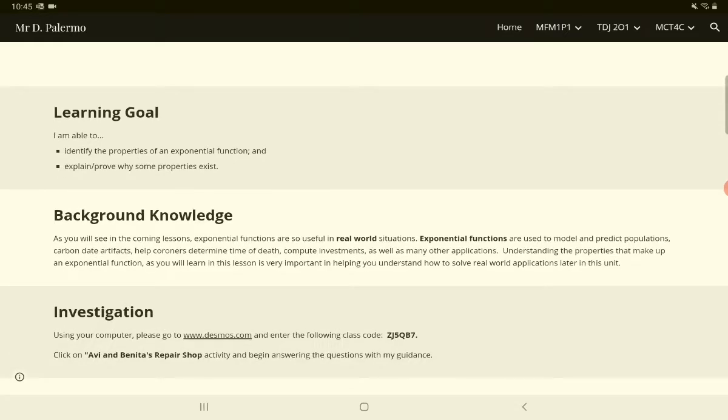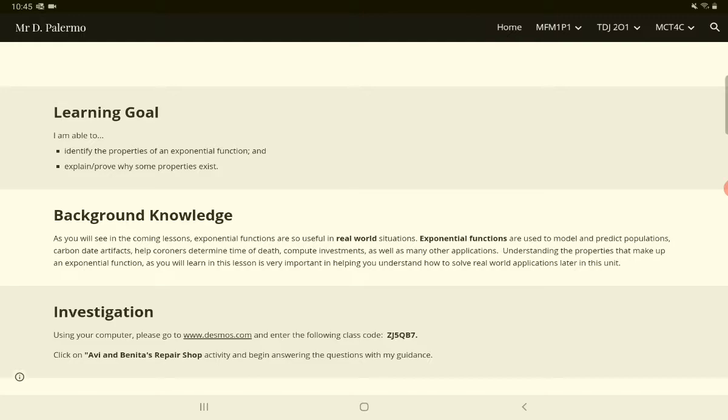On my site, you'll see that in the background section, I mentioned that exponential functions are really useful in the real world. They're often used to model different phenomena that occur in the real world. For example, they're used to model and predict populations, carbon date artifacts. They help coroners determine time of death, compute investments, as well as many other applications too.